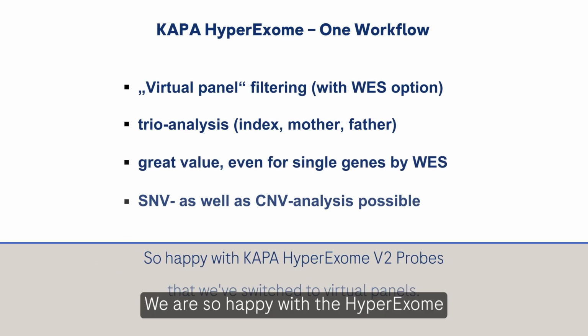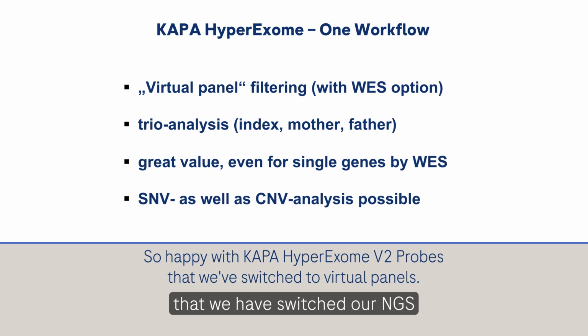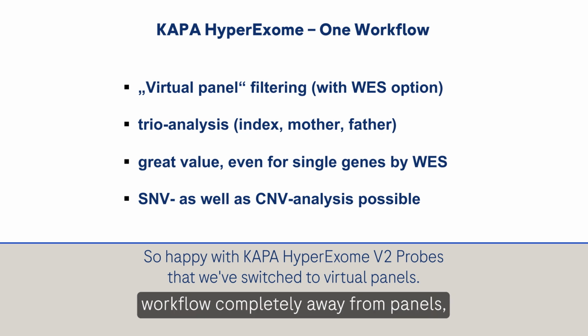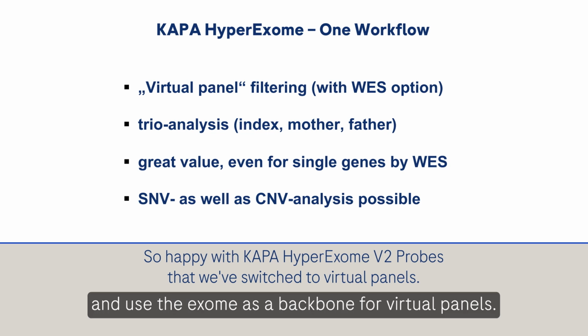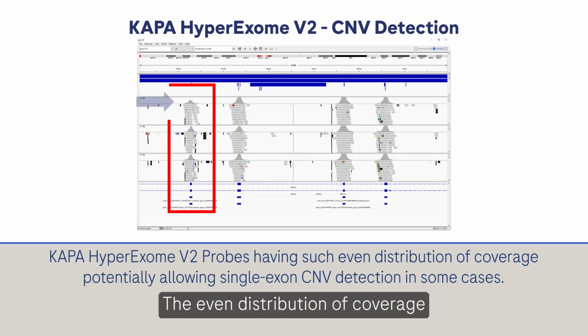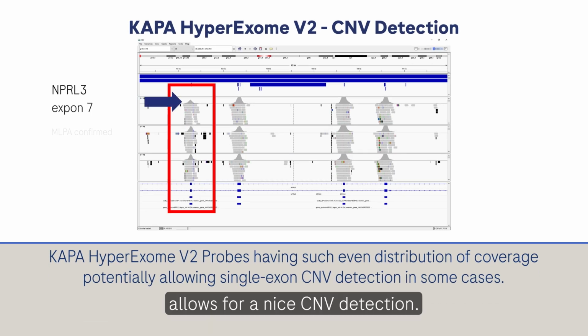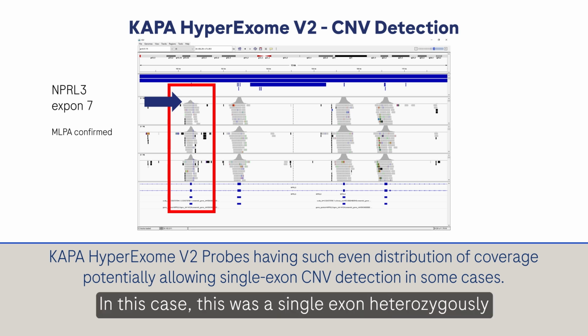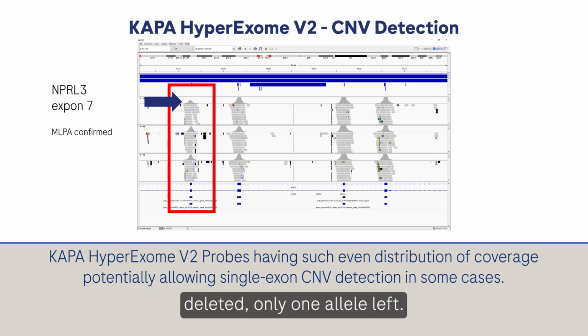We are so happy with the HyperExome that we have switched our NGS workflow completely away from panels and use the exome as a backbone for virtual panels. The even distribution of coverage allows for a nice CNV detection. In this case, this was a single exon, heterozygously deleted, only one allele left.